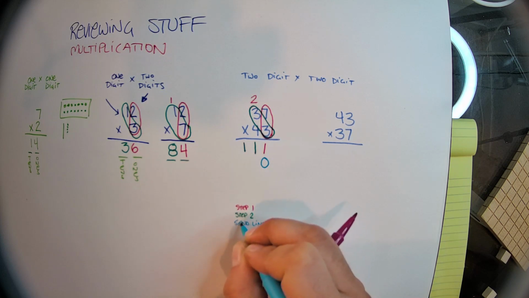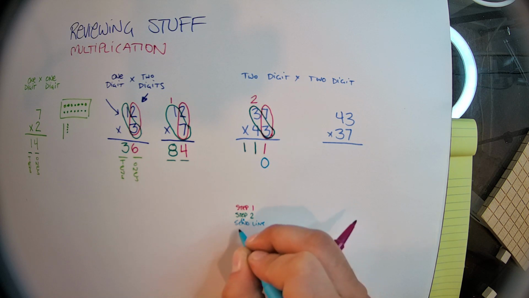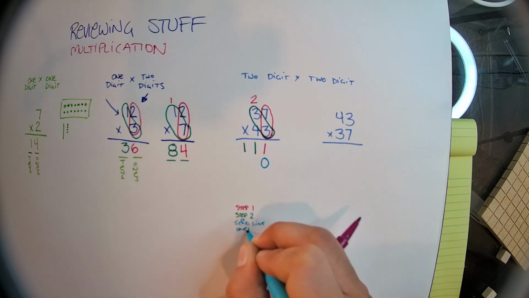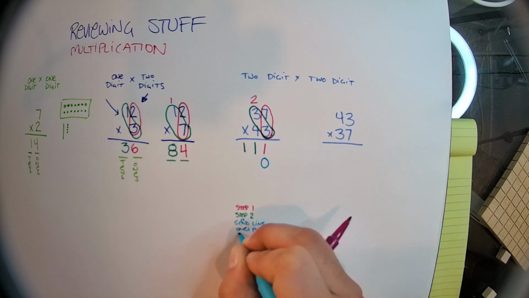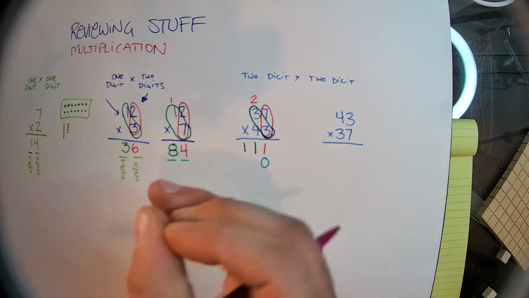Oops, that's not second. That says send. I'm trying to write too fast. So second line, ones place, 0. All right. So you do step 1, step 2, and then second line, ones place, 0.